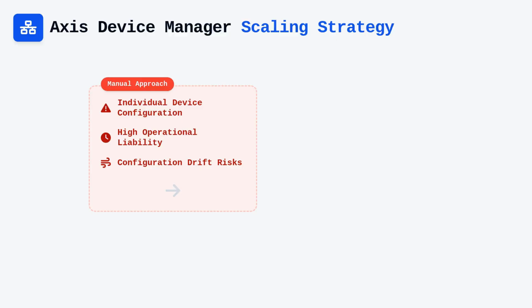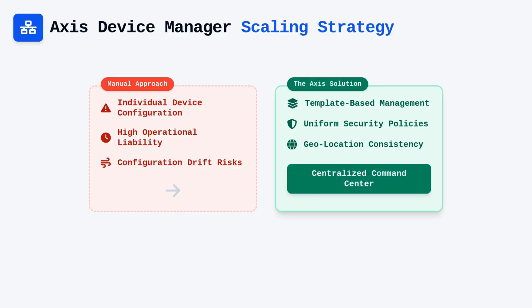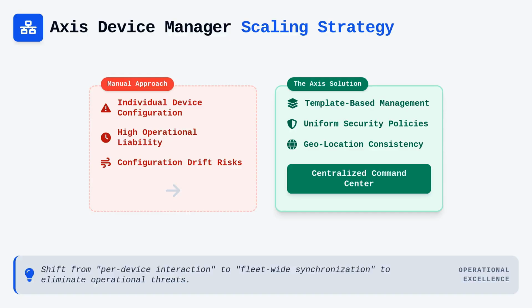The Axis Device Manager application is designed specifically to mitigate this complexity by providing a centralized command center for mass configuration. By using this tool, you shift your methodology from per-device interaction to template-based management. This transition is essential for maintaining baseline consistency across various geographic locations, ensuring that your security policies, network configurations, and device settings remain uniform. Without such tools, the risk of configuration drift, where minor, undocumented changes accumulate over time, becomes a significant operational threat.